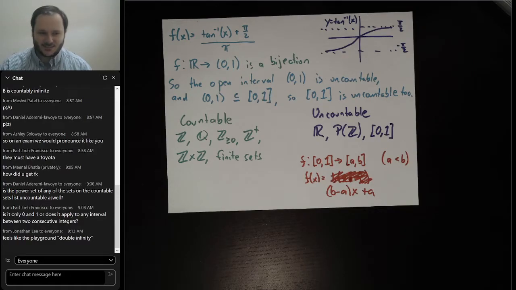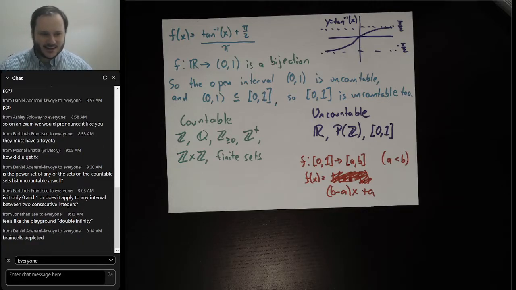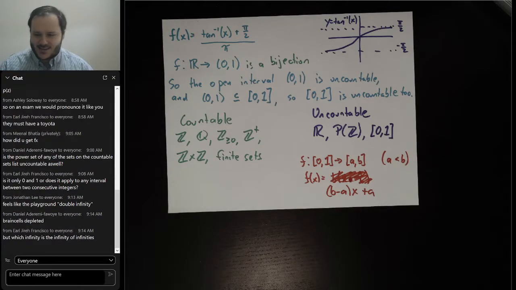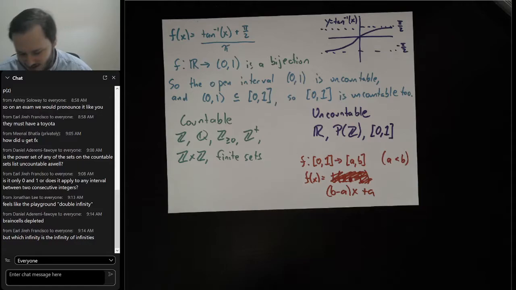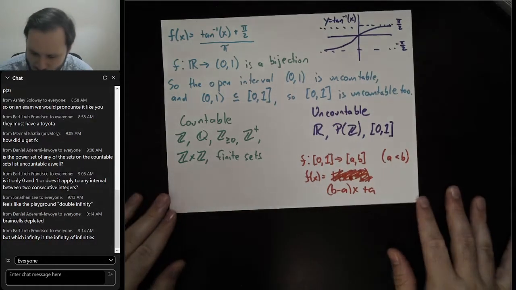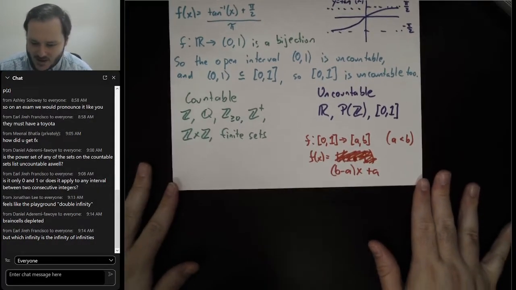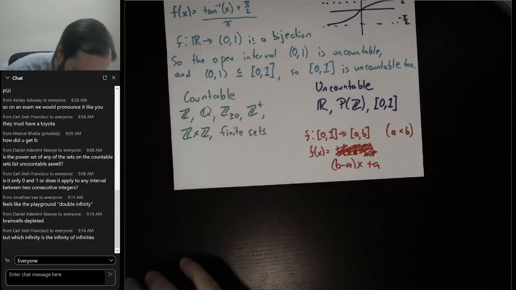It feels like the playground double infinity. Yeah. Take set theory, and you can win the name the bigger number game. I name infinity. Yeah, well, I named the power set of your infinity. Okay. Enough of that silliness. Let's go back to something more reasonable. Gather back together.